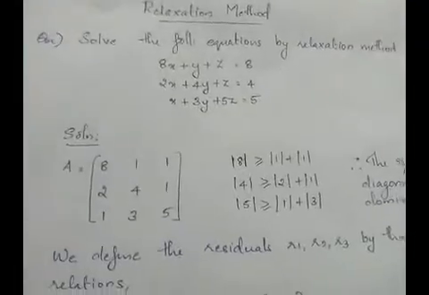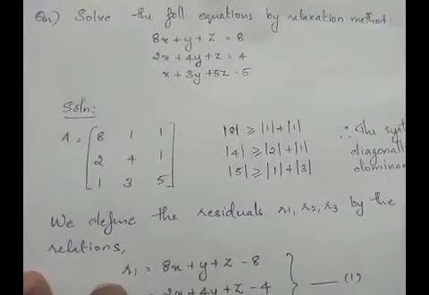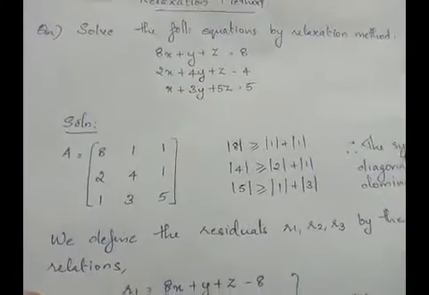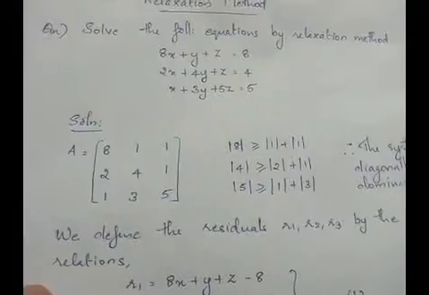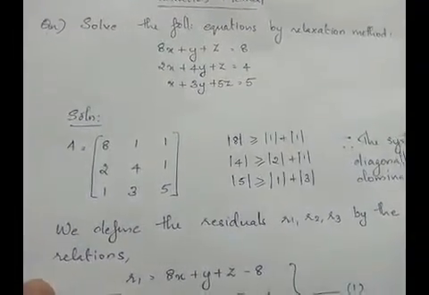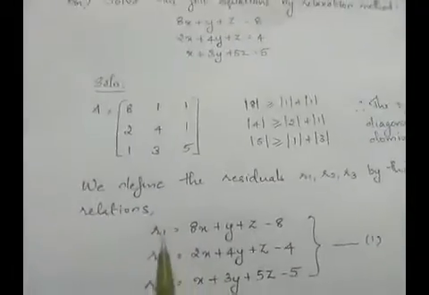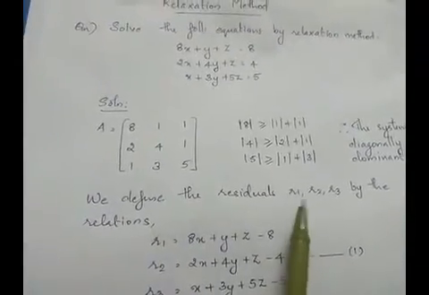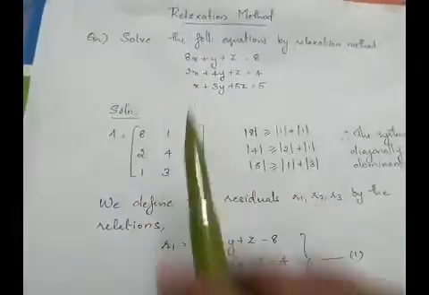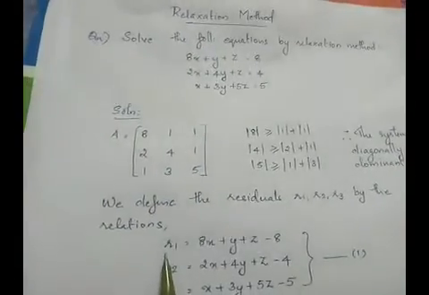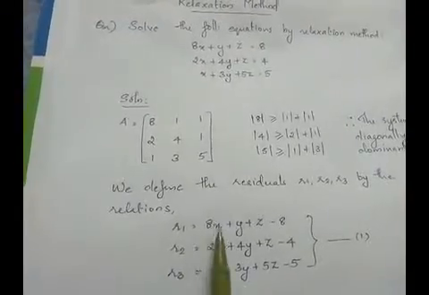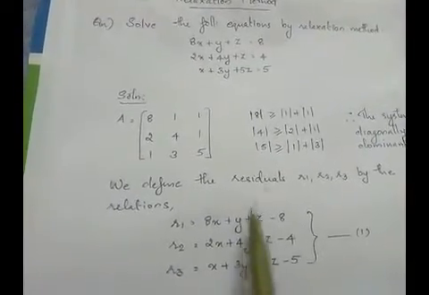Okay, the first step in relaxation method is we have to find the residuals. So from the given system of equations, the residuals for each equation in the system should be written. So that we can write as a relation like let R1, R2 and R3 be the residuals for each of the linear equations. So we assume that R1 is a residual for the first equation. It can be written as R1 is equal to 8x plus y plus z minus 8.